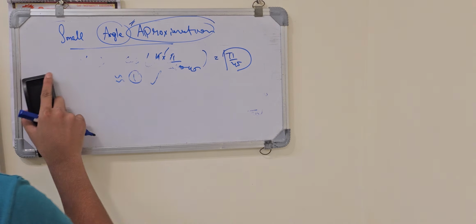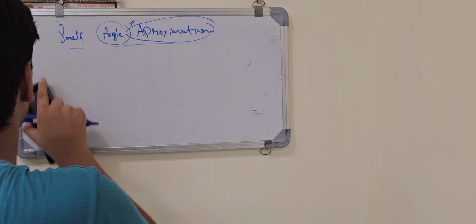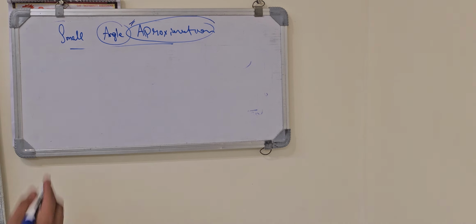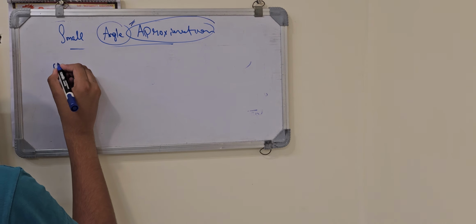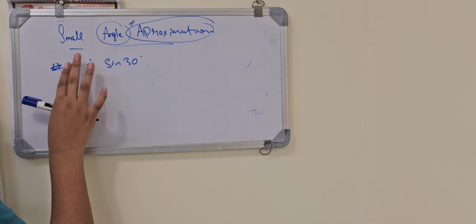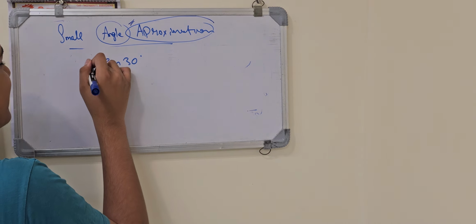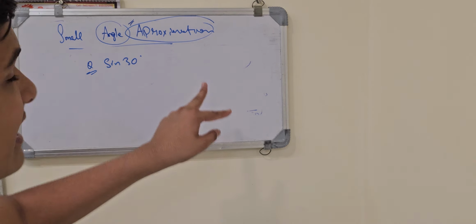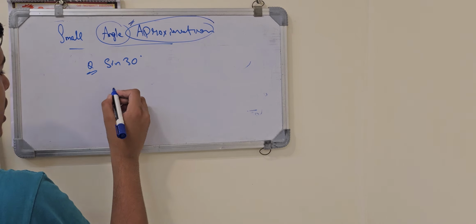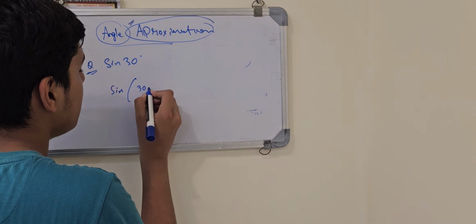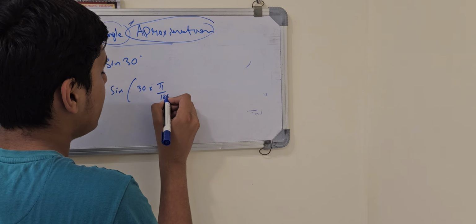Now, last question I will do. Everything, your whole concept will be clear. Do sin 30 degree. Just take it as a question. So sin 30 is how much? Sin 30 is equal to sin 30 multiplied by pi by 180.